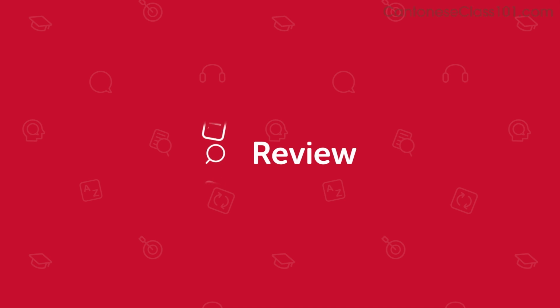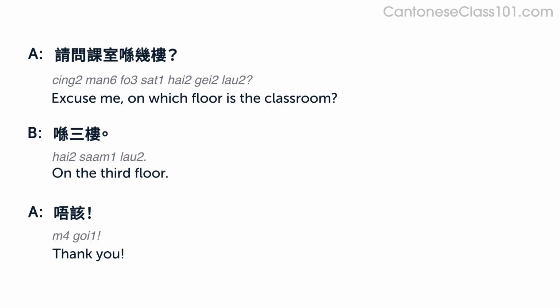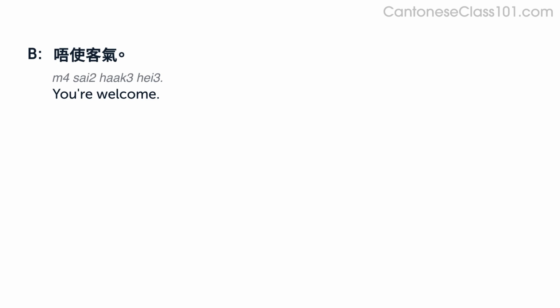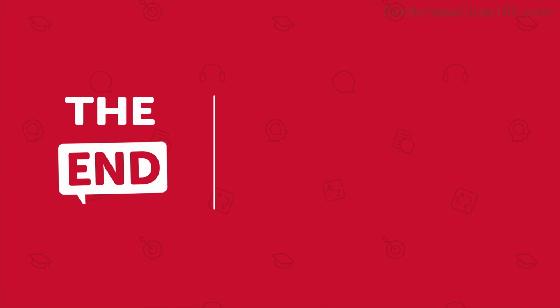Finally, let's review the dialogue again. See if you can understand more this time. 請問課室喺幾樓？ 喺3樓， 唔該。 唔使客氣。 This is the end of the lesson.